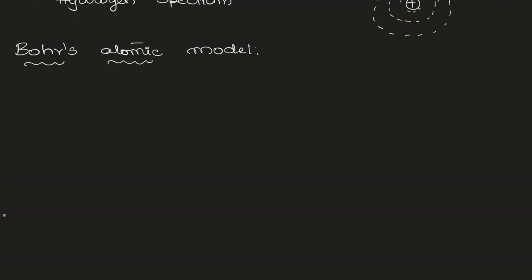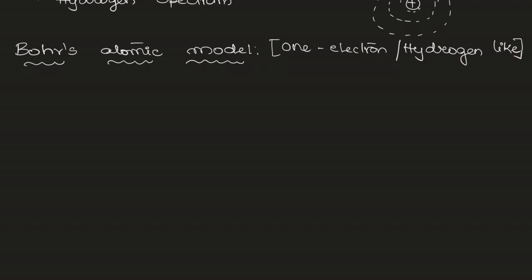Then Bohr proposed his atomic model. From the point of view of your exam, it is very important. Bohr's atomic model. Actually, this was explained for only one-electron systems, or we can call them hydrogen-like. According to his theory, we have some postulates like this.